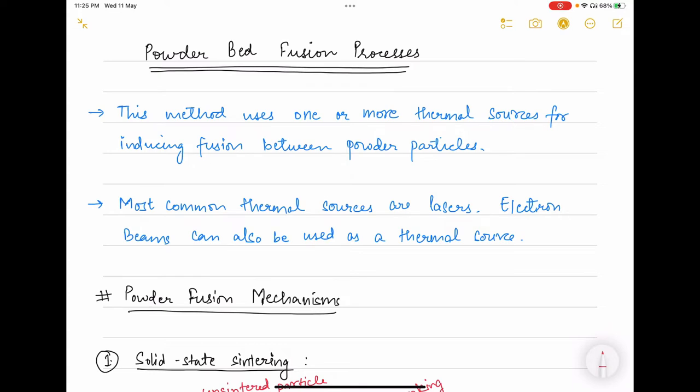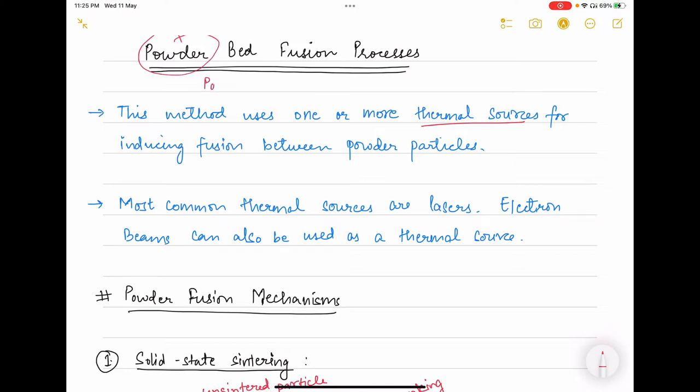Today we are going to have a lecture on powder bed fusion processes, a type of 3D printing technique. As the name suggests, here the raw material is a powder and it is fused using various thermal sources so that it consolidates and forms a solid part.